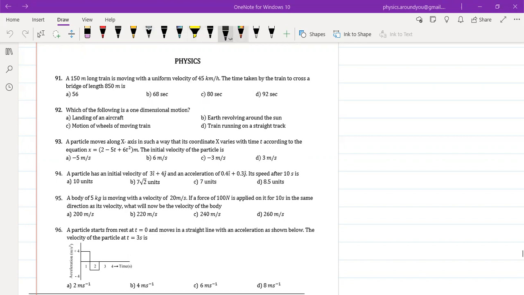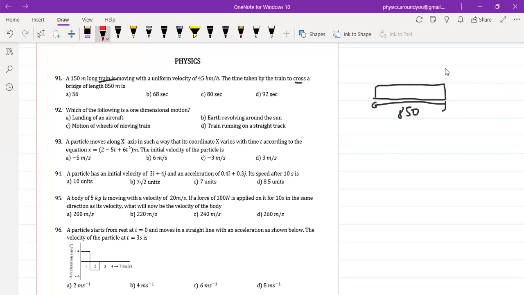Whenever you see this word train and crossing, there's a very well known and very reliable way to tackle the question. First draw a bridge of the given length. The bridge length is 850 meters. Always represent the train with just one red line. This red line always shall represent the front of the train. The train shall have two ends, the front end and the back end. We shall always just see the front end.